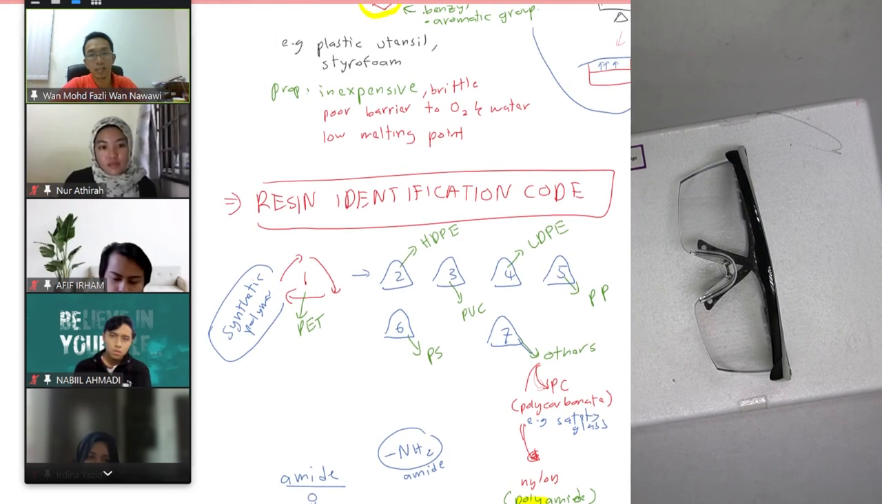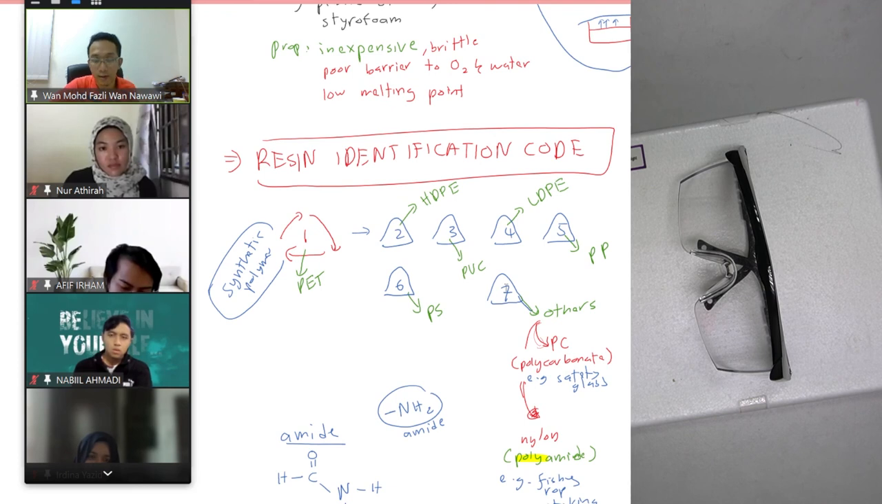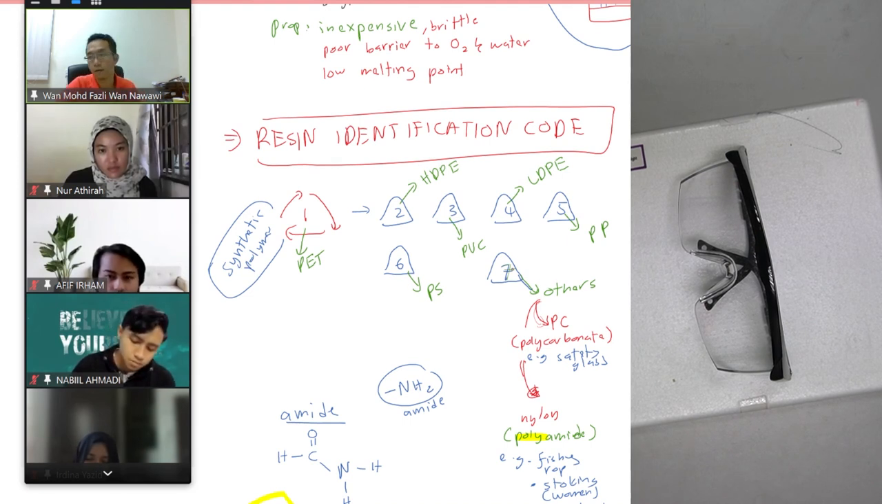So what you see now is number 7. Sometimes they just put 7 only for others. You just see number 7 on some of the material, for example, like this cup, like this bottle.